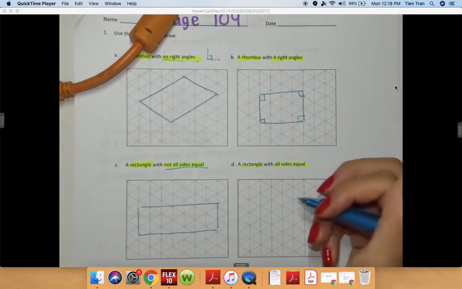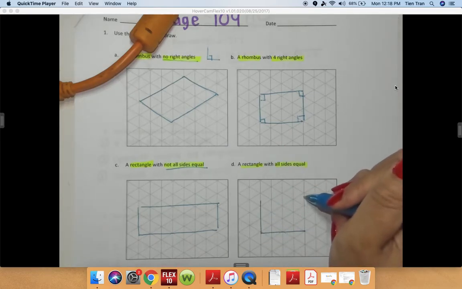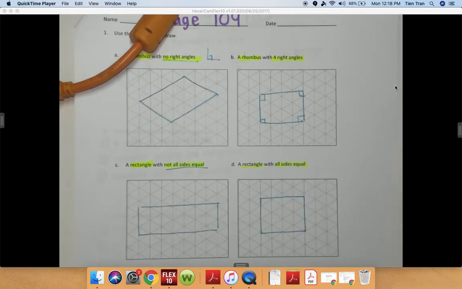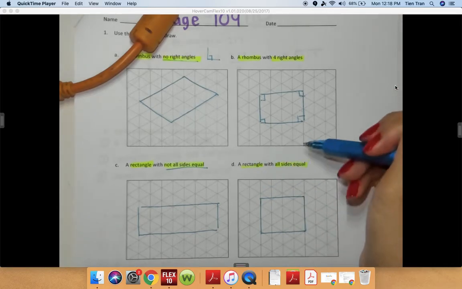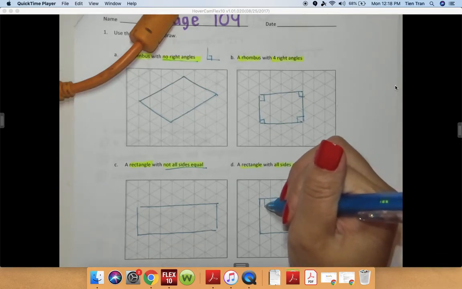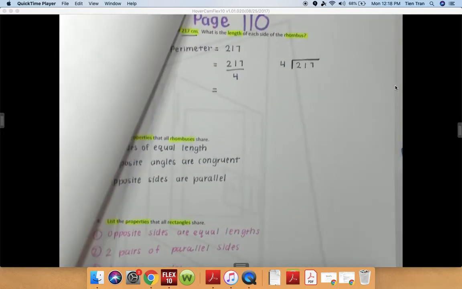And the last one, a rectangle with all sides equal. So a square can sometimes be called a rectangle, which can be confusing. But yes, a rectangle with all sides equal is basically a square. Okay, now I'm going to turn the page and we are going to be on page 110, and that is our last page.